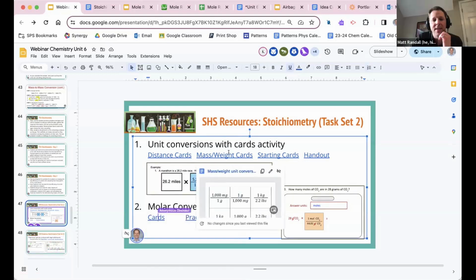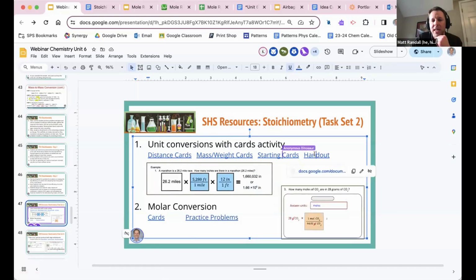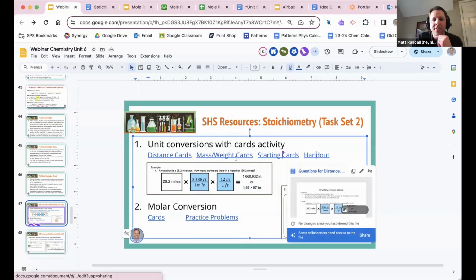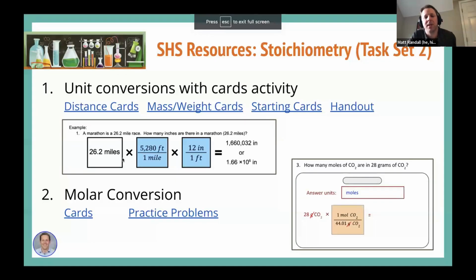Some starting cards we print out in a different color and then hand out for practice. And these examples, I'll share my screen a little more largely, are for students to practice with very basic unit conversions, not chemistry related.